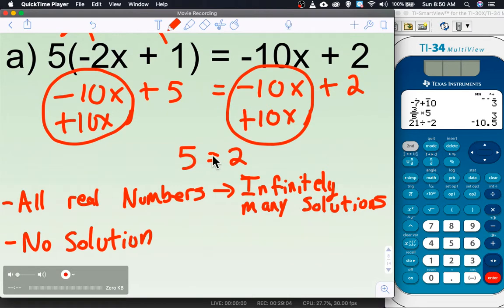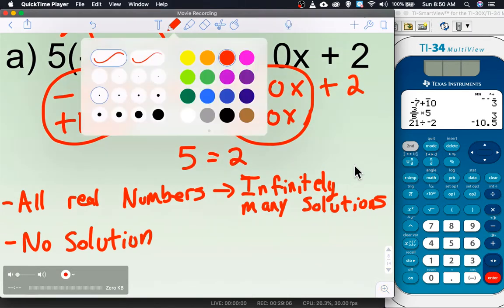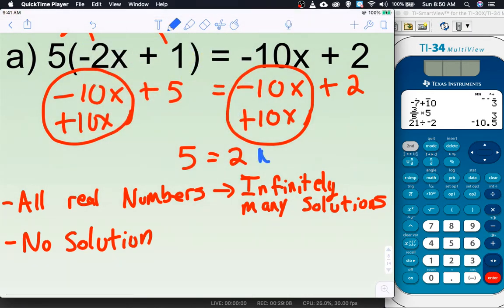So in this problem, 5 equals 2? No. 5 does not equal 2. That's false. That's not true at all. So this problem has no solution.